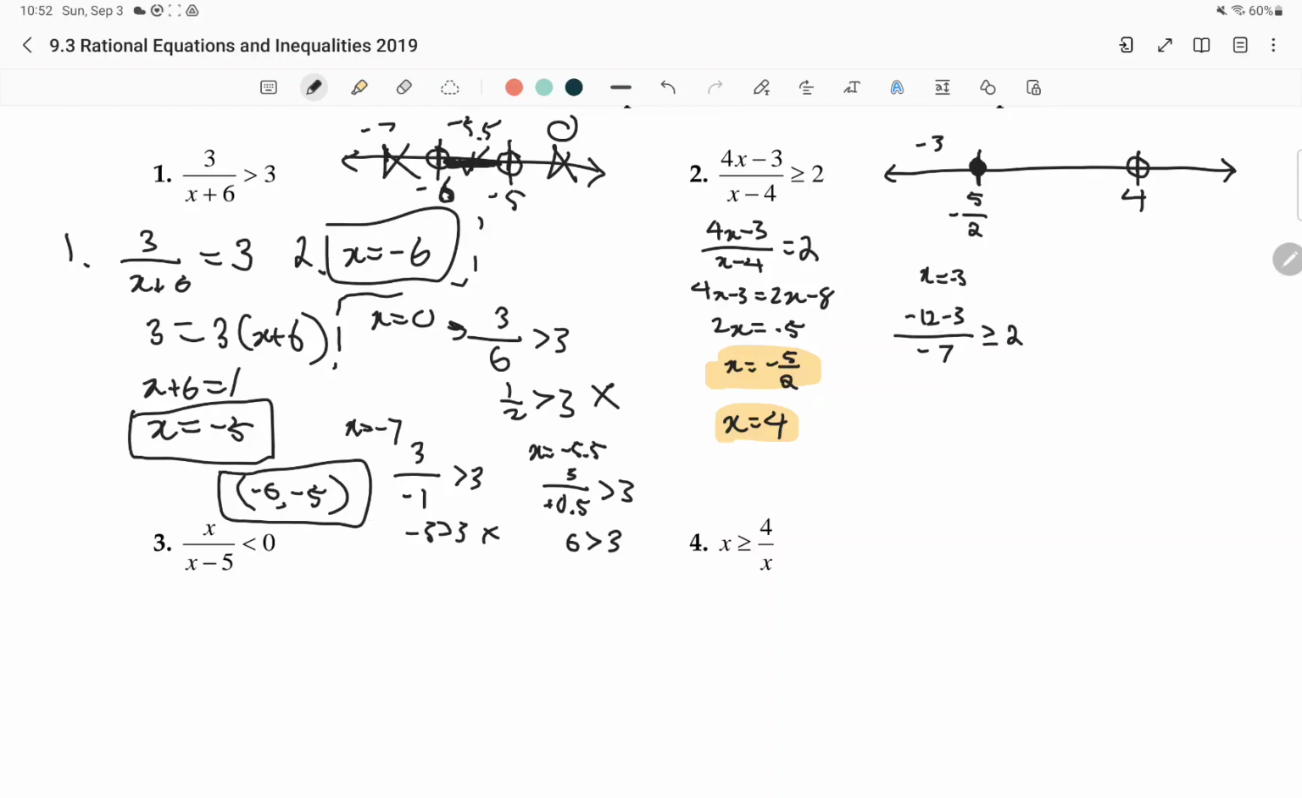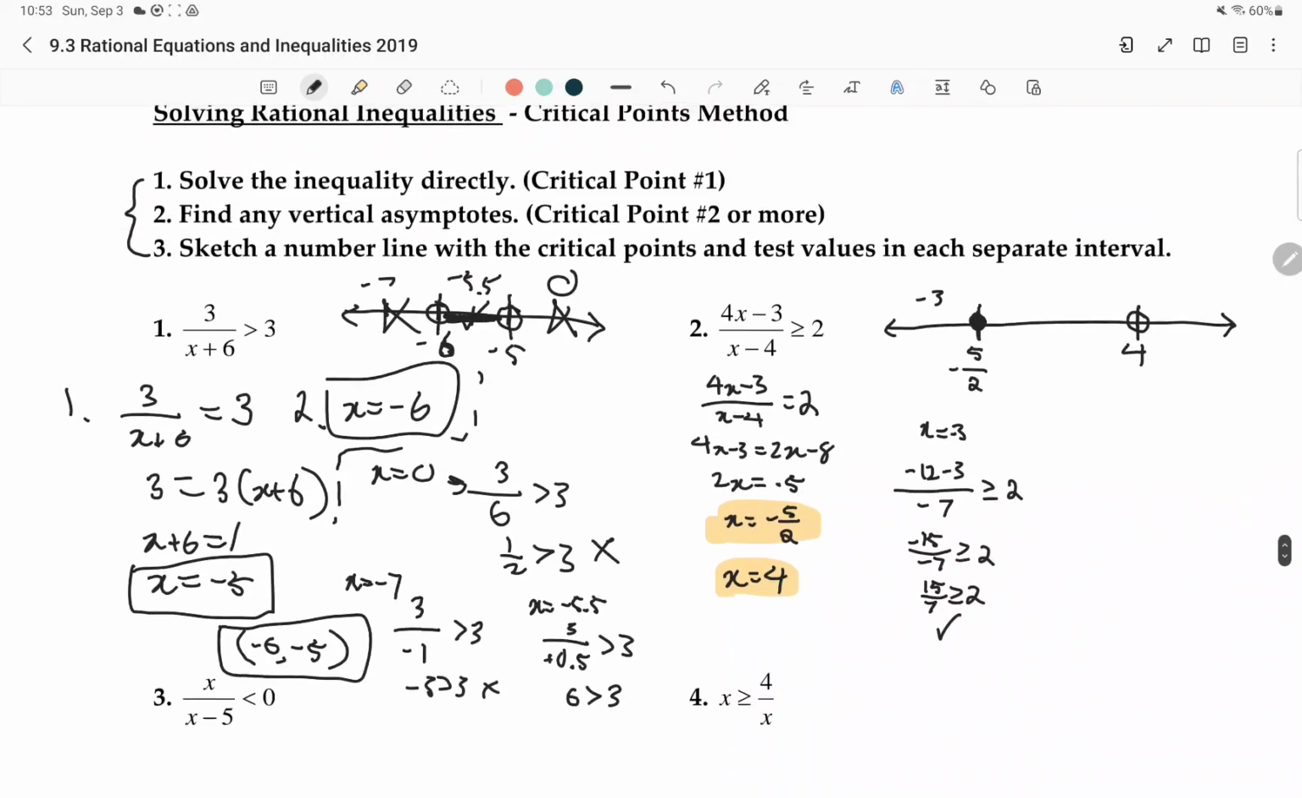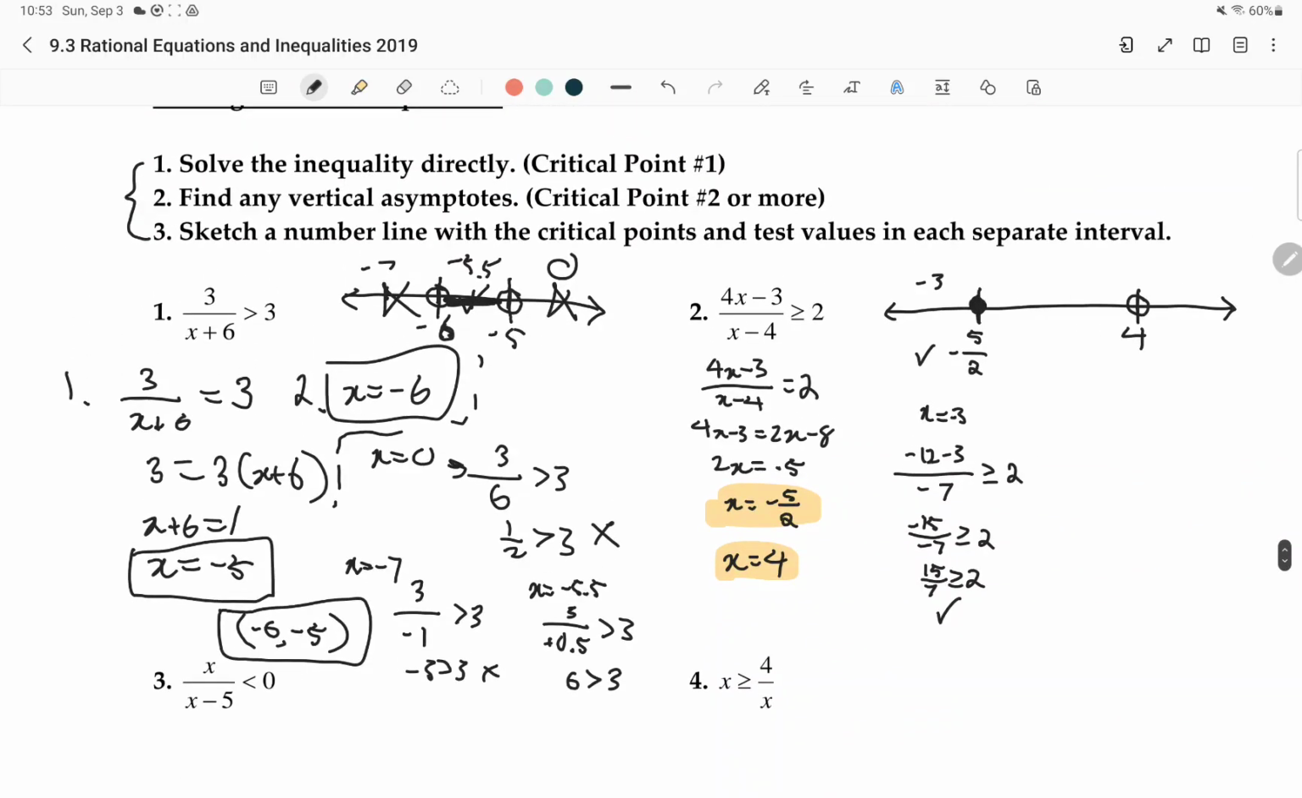Next, let's just continue down here. We'll have negative 15 over negative 7 greater than or equal to 2. So this gives 15 over 7 greater than or equal to 2, and this is true. So we know that we are good on this interval. So let's graph that. Like so.